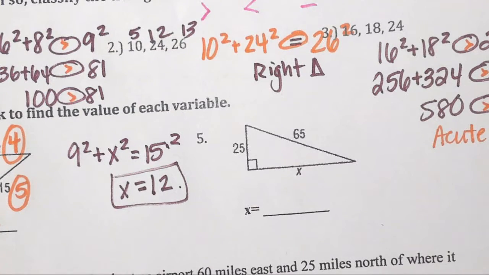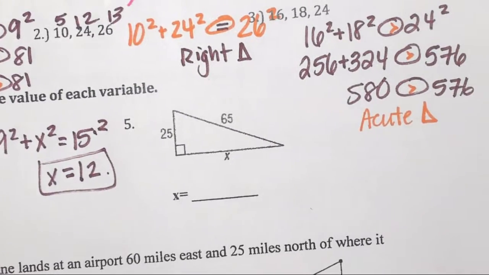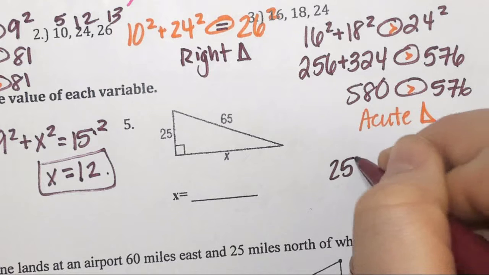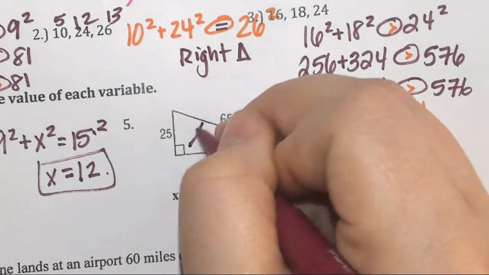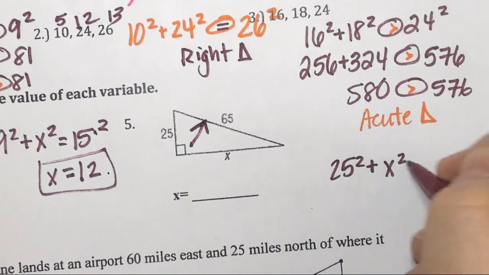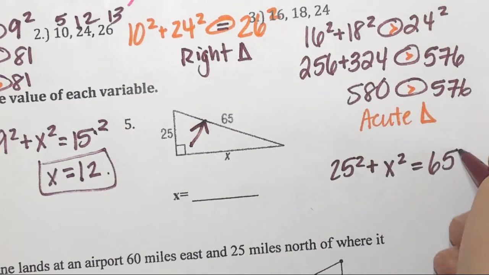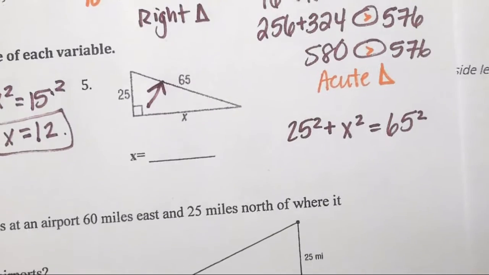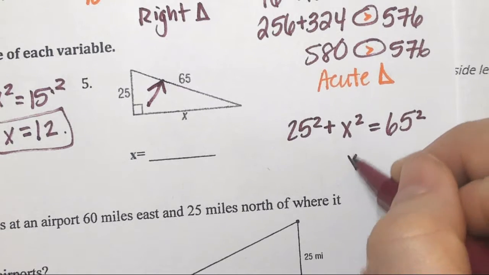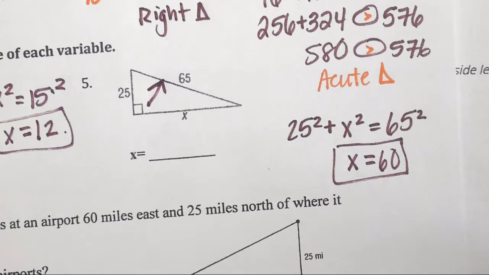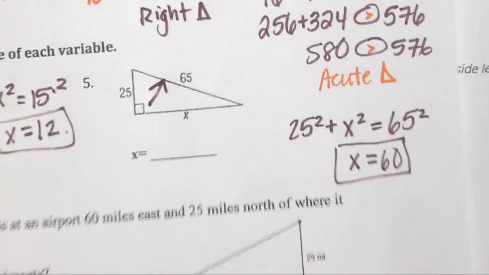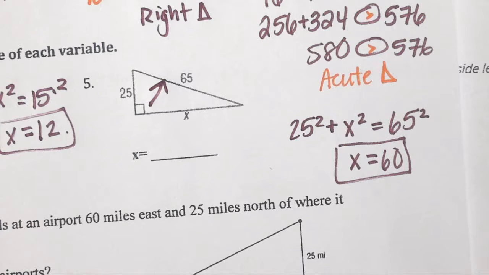Okay, on number 5, how could I set that one up? 25 squared plus X squared equals 65 squared. Not bad. There's one rule with the Pythagorean theorem: the hypotenuse has got to be that 65. Okay, you solved and you ended up getting X equals what? 60. I'm saying 25 squared plus X squared equals 65 squared, and X is 60. I got 60 as well.